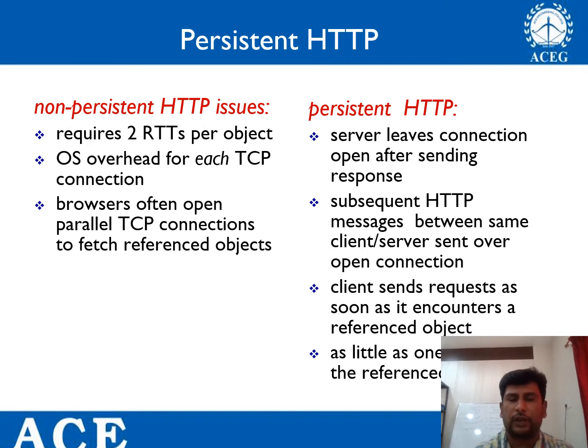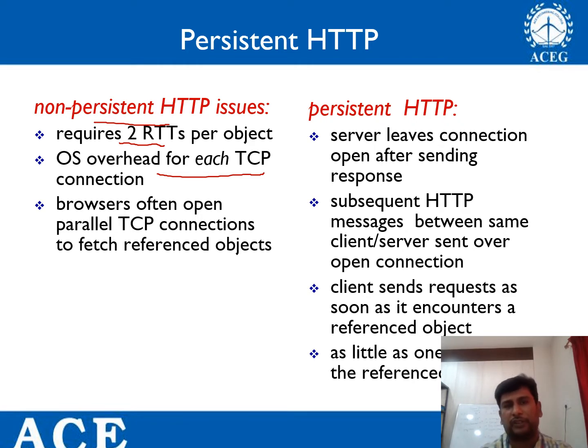Now let us try to understand how we overcome the problem in non-persistent connections. In non-persistent connections, we could observe that for one single object, it requires 2 round trip times. One for the connection establishment and one for the object transmission. So there is an overhead for each TCP connection. And second, every time we have to open a number of parallel TCP connections to fetch the referenced objects. For instance, if I have 5 objects, I have to make 5 TCP connection establishments. Only then could I receive all the 5 objects.